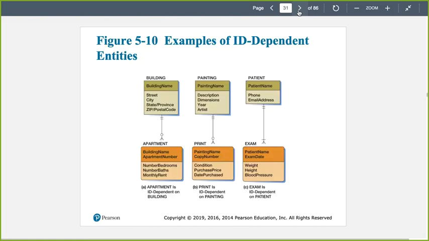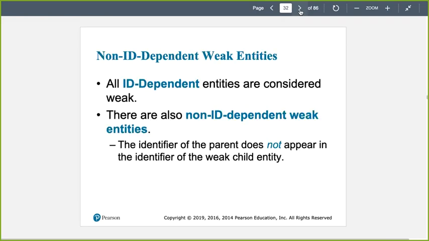But notation wise, your textbook uses color coding to make it more clear. All right, so great. Let's move on.